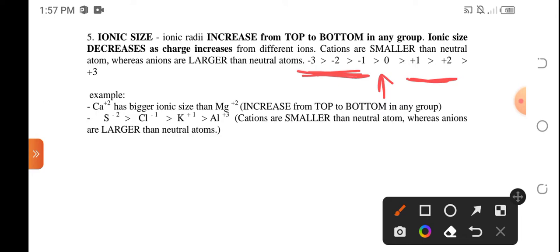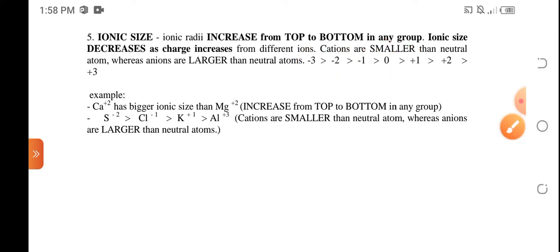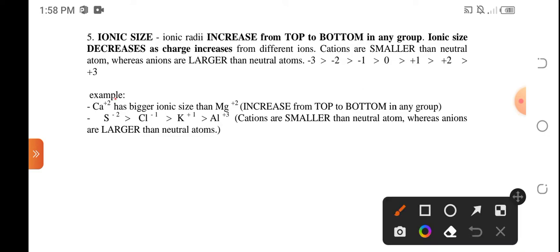But in terms of negative charge, mas malaki daw yung mga may negative 3 compared to negative 2, and mas malaki daw yung ionic size ng may negative 1. Okay? Susunod si 0 or the neutral atom. Pero yung neutral atom daw, mas malaki ang kanyang ionic size kaysa dun sa positive 1 ang kanyang charge. Okay? So kung pag-uusapan natin here, calcium positive 2, okay, has bigger ionic size than magnesium.